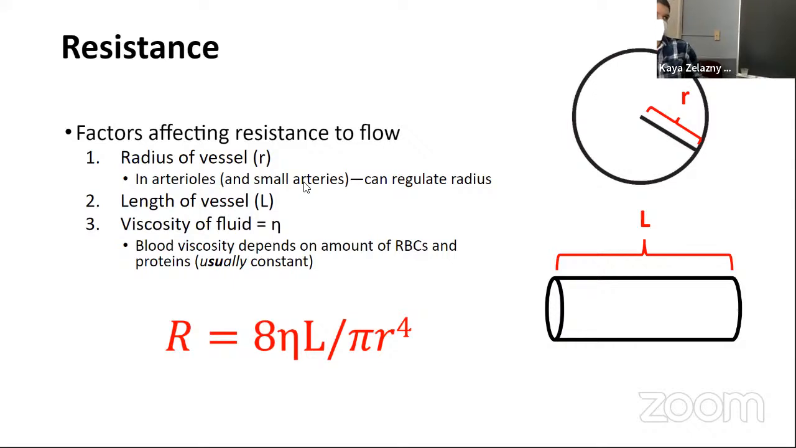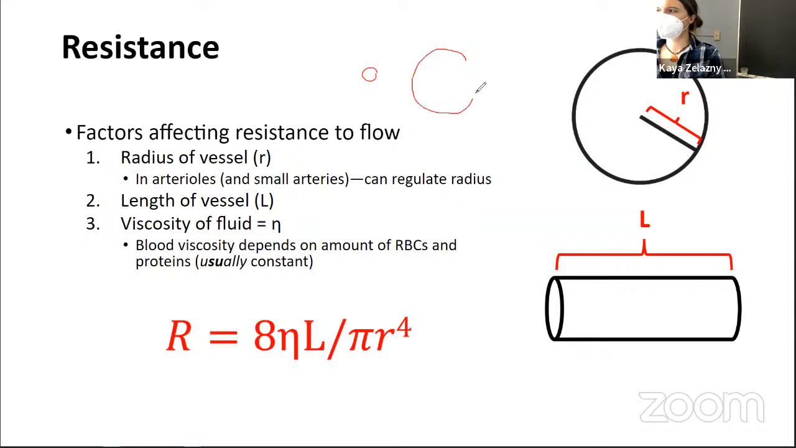So the first thing, and the most important thing we're going to see varying our resistance level, is the radius of the vessel. So when we say the radius is changing, we can either have a narrow little blood vessel, or you can have a big, wide blood vessel. So big radius, or a little bitty radius.